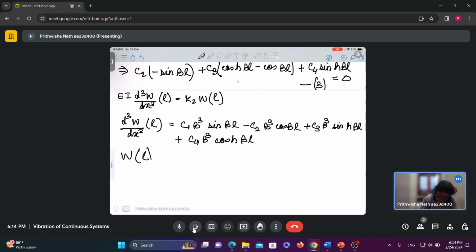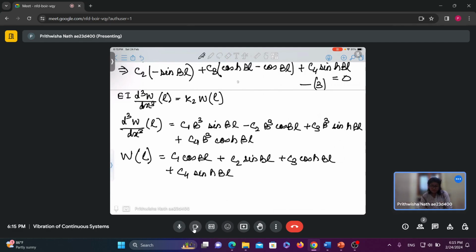Now the term for W in terms of L is C1 cos beta L plus C2 sin of beta L plus C3 cos hyperbolic beta L plus C4 sin hyperbolic beta L. Now I'll substitute this in the above equation.